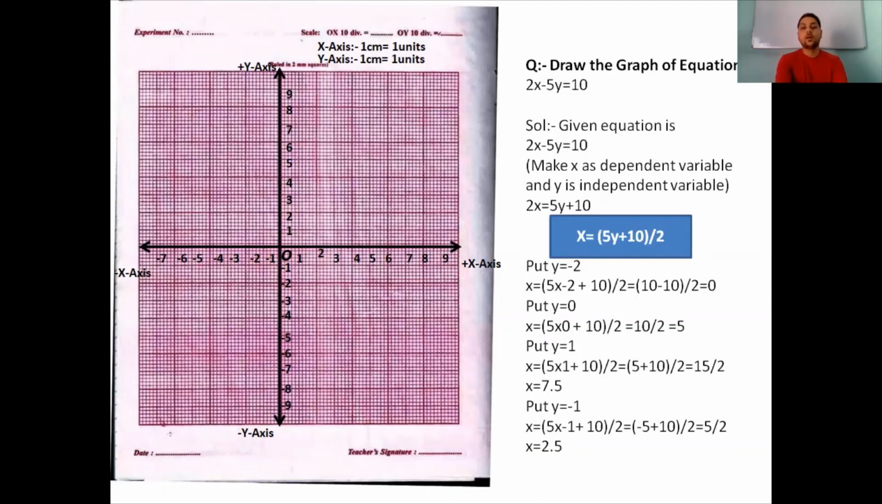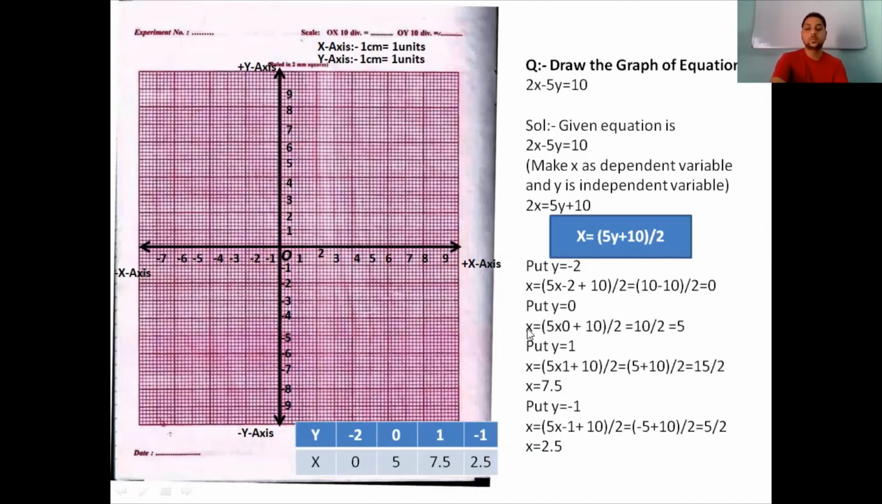Okay, now we have 4 points here. We'll draw a table again. When y is equal to -2, we have x is equal to 0 here. Again, when y is equal to 0, then x is equal to 5. When y is equal to 1 here, x is equal to 7.5. When y is equal to -1, x is equal to 2.5. Understand?